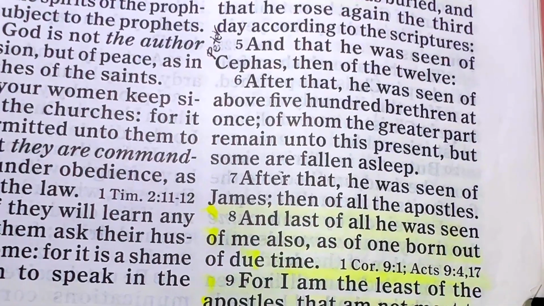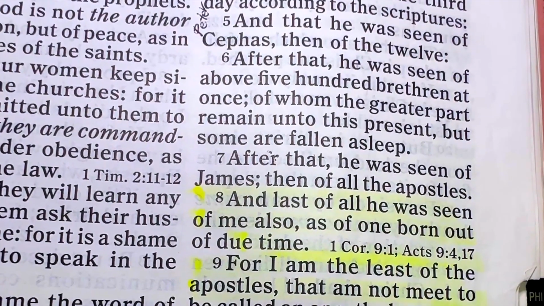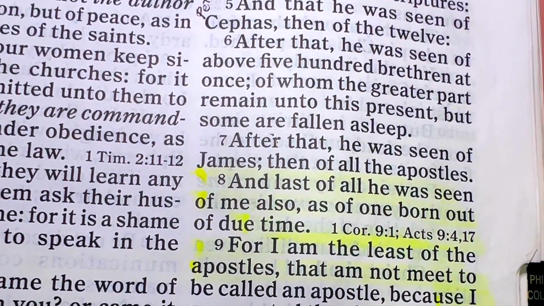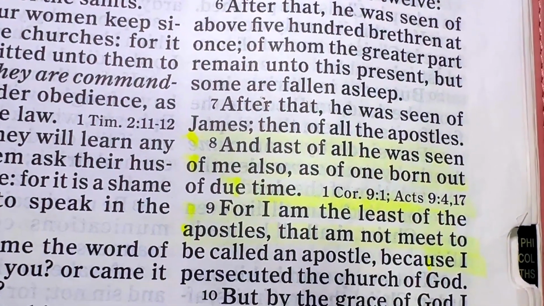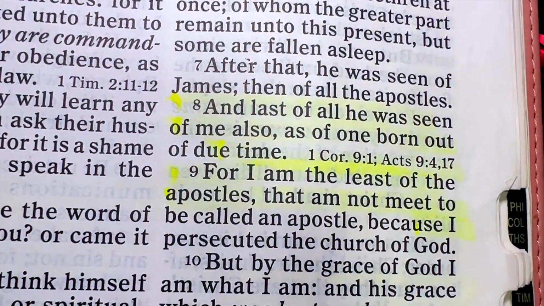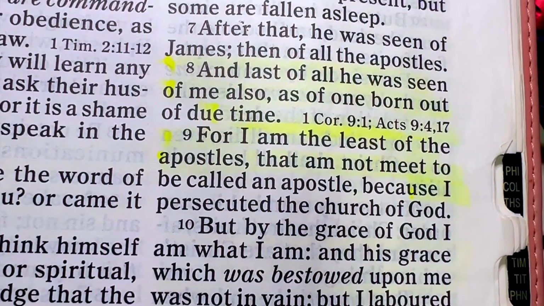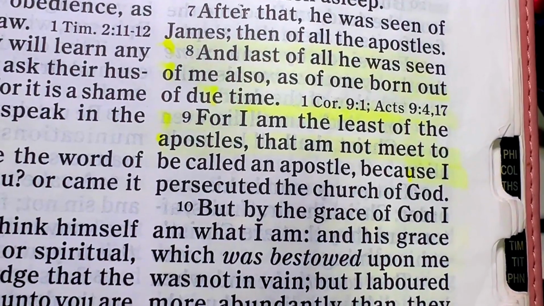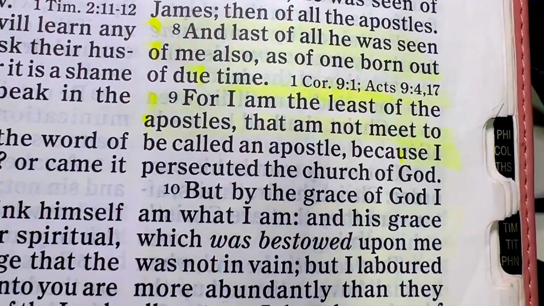And that he was seen of Cephas, then of the 12. After that, he was seen of above 500 brethren at once, of whom the greater part remain unto this present, but some are fallen asleep. After that he was seen of James, then of all the apostles. And last of all he was seen of me also, as of one born out of due time.